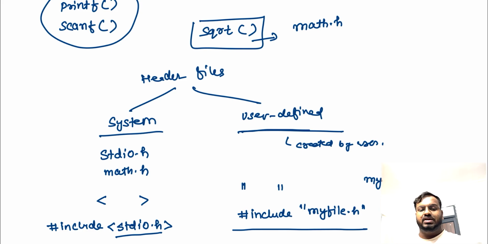Let's quickly summarize this. The preprocessor runs before the compilation, and preprocessor directives start with hash. There is no semicolon. For example, #include stdio.h. So #include is a preprocessor directive which is used to include a file, and another preprocessor directive is #define, which is used to define some constants or macros. I hope this is clear.